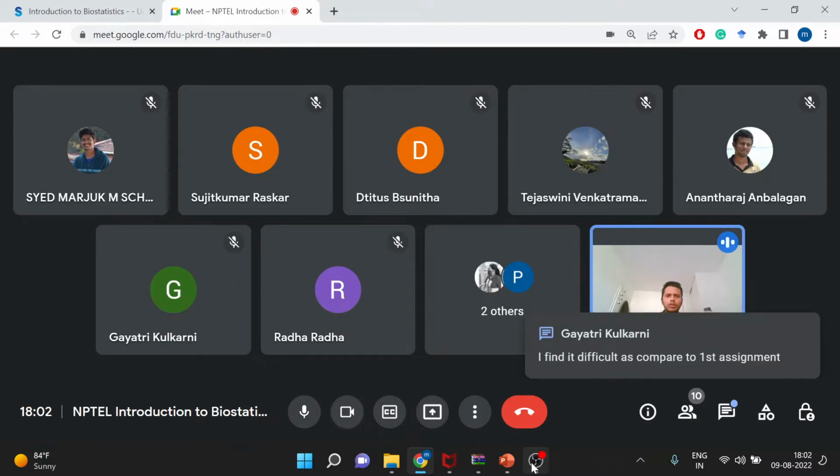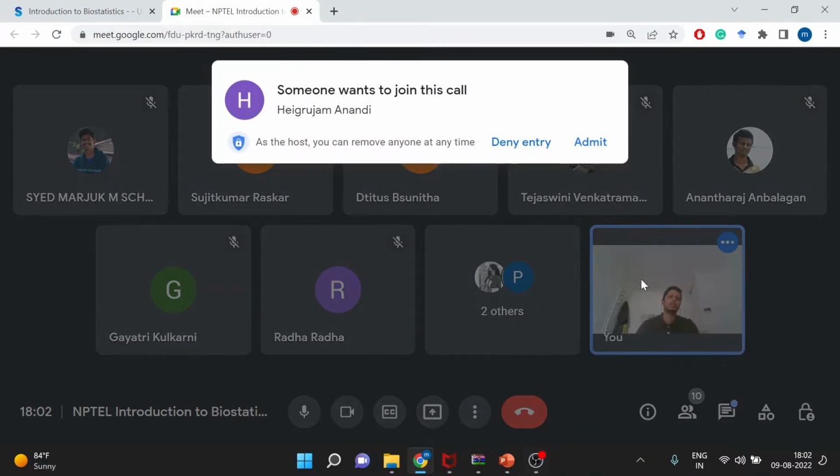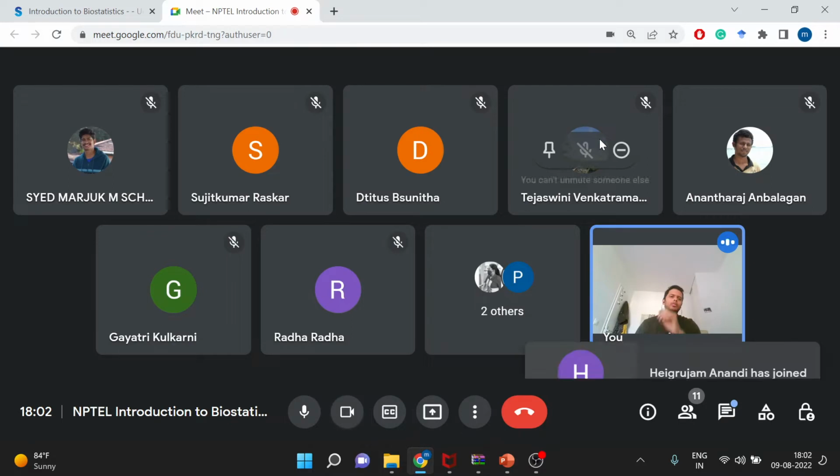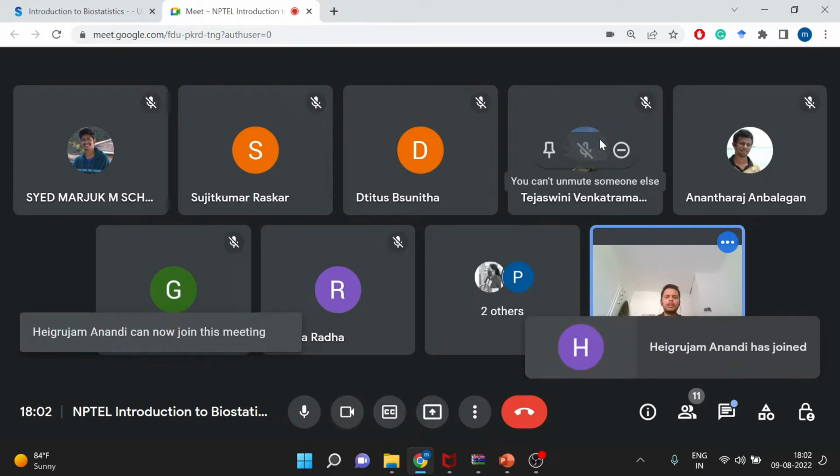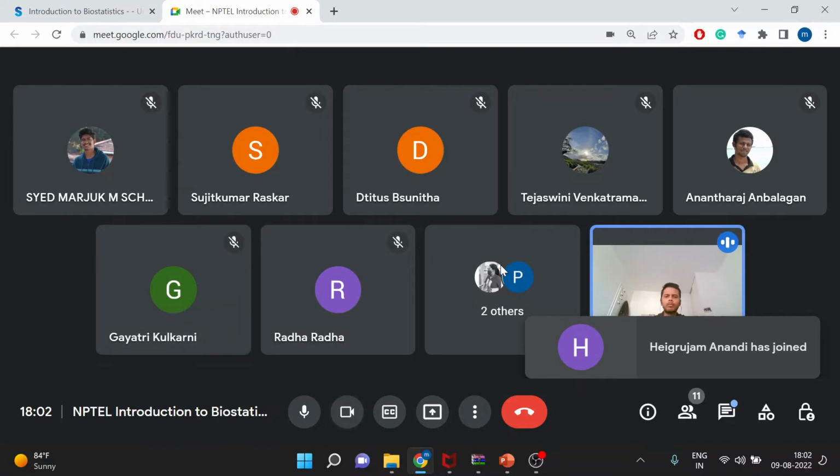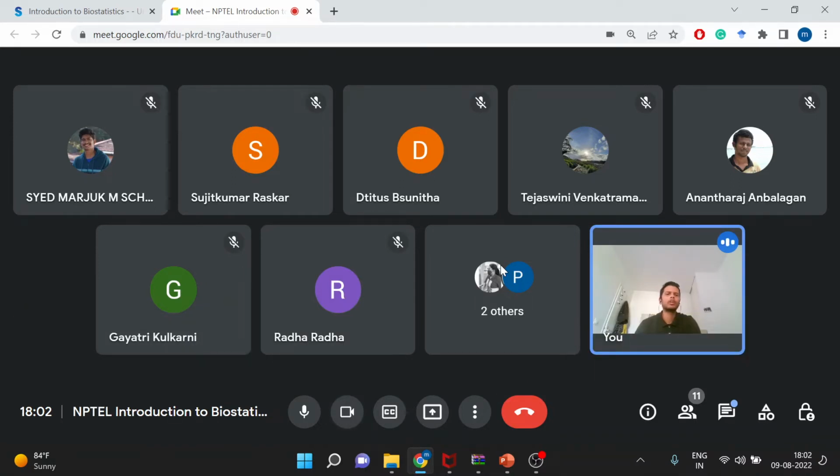Okay, Gayatri, if you found the assignment difficult, yes, it was slightly more difficult. It was a little more technical than the first assignment, which was more conceptual. As we go through the questions one by one, you can raise any doubts or clarifications you might require. Okay, so moving on to the assignment itself.